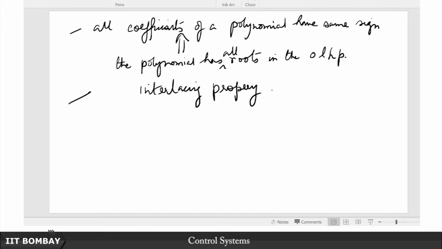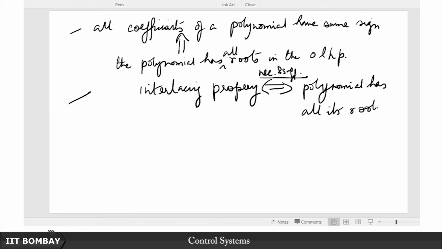So this interlacing property, okay, if a polynomial satisfies this interlacing property, it is a necessary and sufficient condition. Okay. So it is a necessary and sufficient condition that the polynomial has all its roots in open left half plane. Okay, that is a second observation of a few observations that we are going to make. That is the second of those observations.